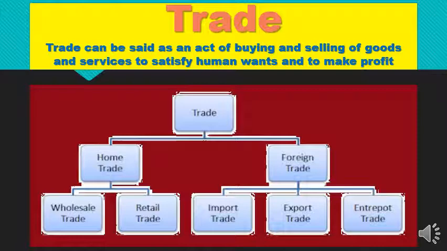The second type of trade is foreign trade. Foreign trade is a type of trade that takes place between two or more countries. Under foreign trade, we have three major divisions, which are import trade, export trade, and entrepot trade.